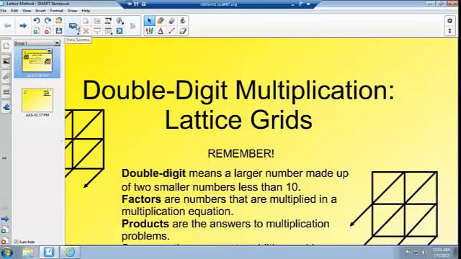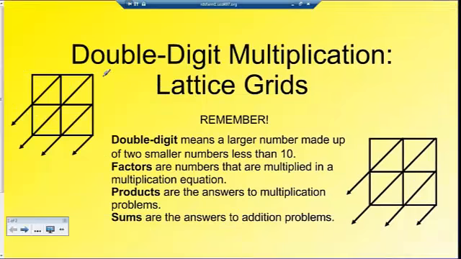The lattice grid allows you to match up one-digit numbers to complete a basic times fact. Once you have completed all of the basic facts in the boxes, all it takes is simple addition to find the product for your double-digit multiplication problem. So let's begin by building our lattice grid.